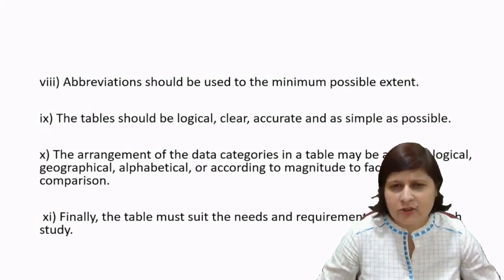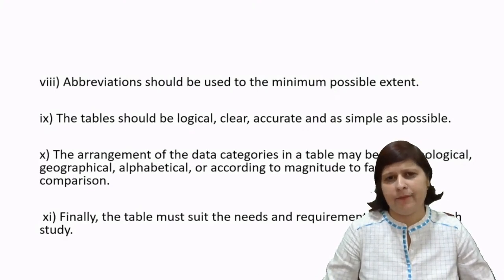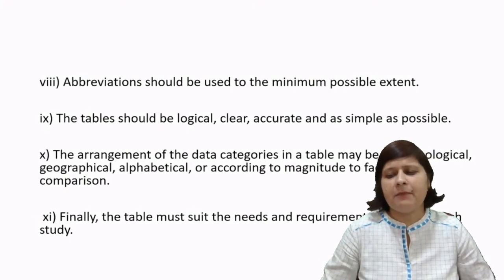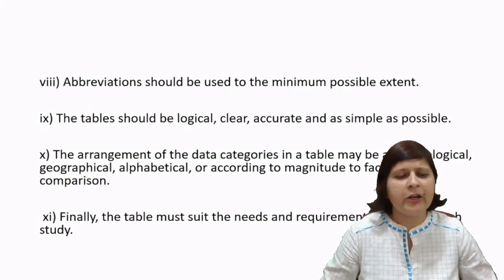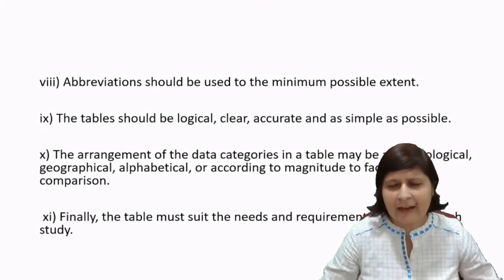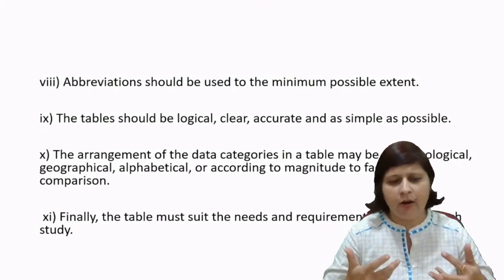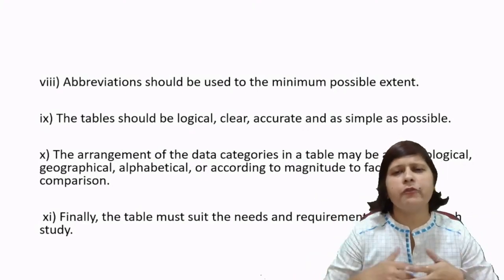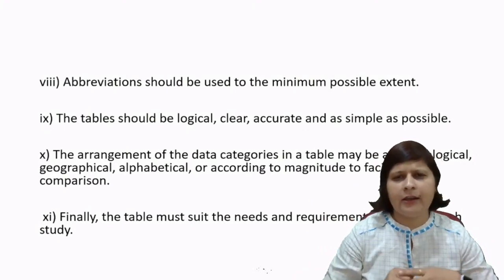The table should be logical, clear, accurate, and as simple as possible. The arrangement of data categories in a table may be chronological, geographical, alphabetical, or according to magnitude to facilitate comparison. It can be in chronological, geographical, alphabetical, or numerical order. You should follow a proper order, right? You should not put things just anywhere.